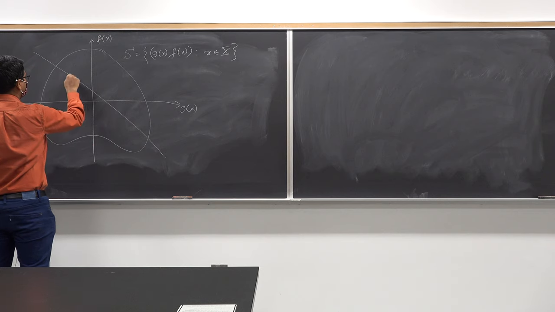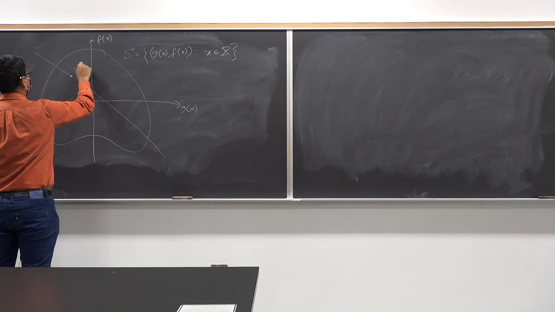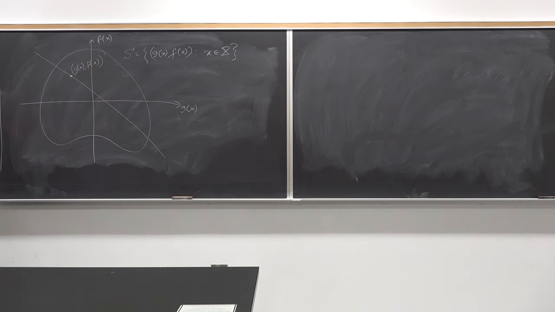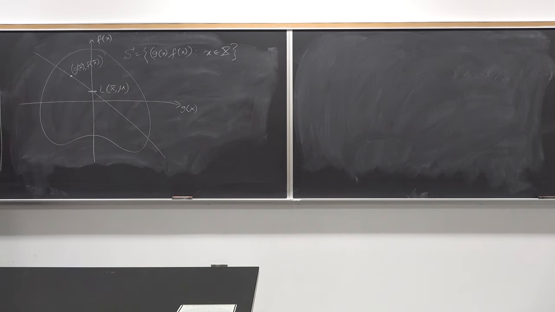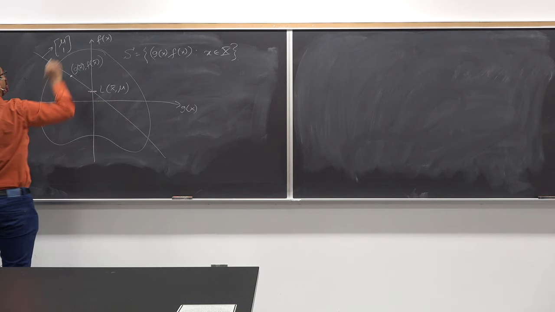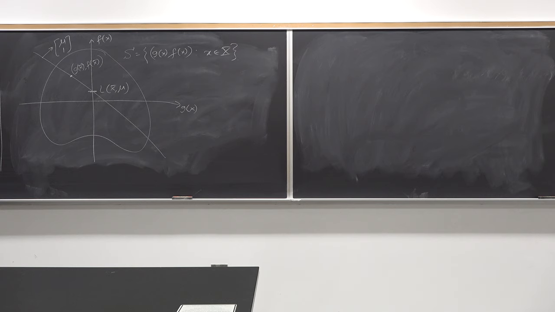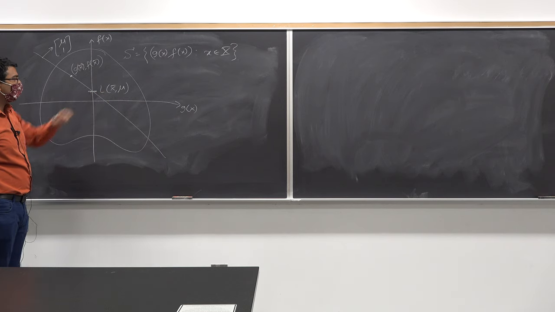If I draw a line, a hyperplane, and it sits somewhere on the line, then the y-intercept is exactly equal to, let me call it, g(x bar), f(x bar). So this is exactly equal to L(x bar, mu). The normal to this hyperplane is (mu, 1). Okay, so that was the first thing we recognized. I draw a hyperplane with normal (mu, 1). It passes through g(x bar), f(x bar). Then the y-intercept of this hyperplane is exactly equal to L(x bar, mu).